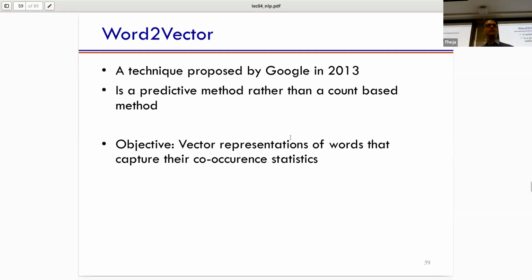It's a predictive method rather than a count-based method. What is the outcome? It is the W that we've been talking about. We want to get that W, which is just a collection of vectors, one per word, so you can just think of it as a matrix also. Here I'm saying vector representations of words that capture the co-occurrence statistics. Co-occurrence statistics is exactly the distributional hypothesis: if words appear in similar contexts, they should have similar representations.